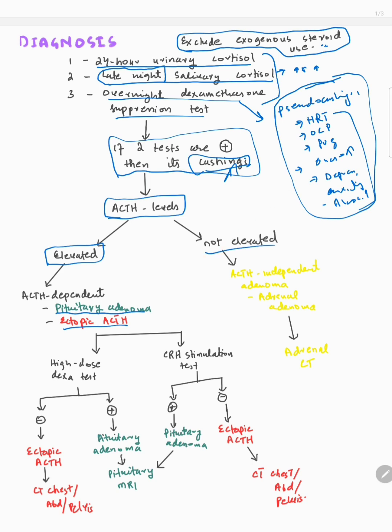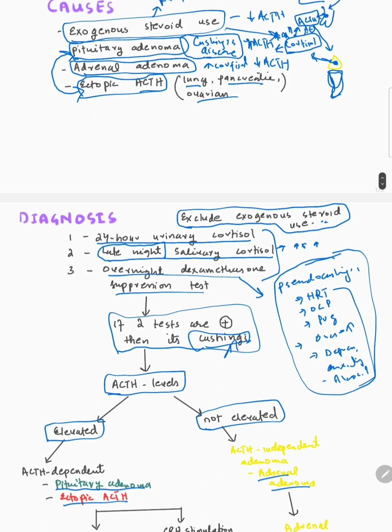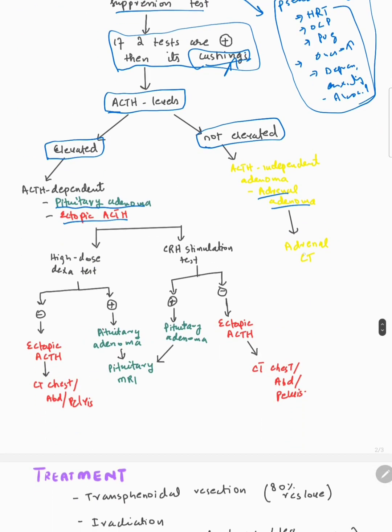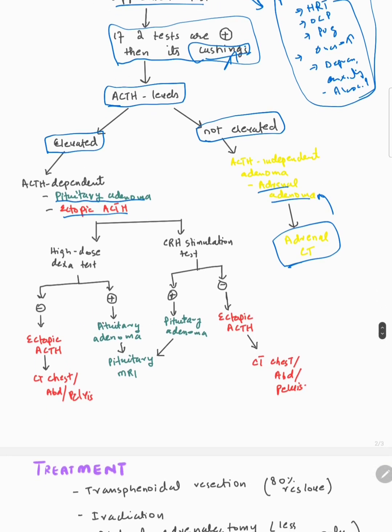And if ACTH is not elevated, which means ACTH independent, for example, adrenal adenoma, like we talked about before, if there is adenoma here, ACTH will be suppressed because there is increased cortisol. So that will be adrenal adenoma. Just do adrenal CT and it may show the adenoma. Then, we have to differentiate the ACTH dependent causes, because both of them cause increased ACTH. So we have to know which one is present in the patient.